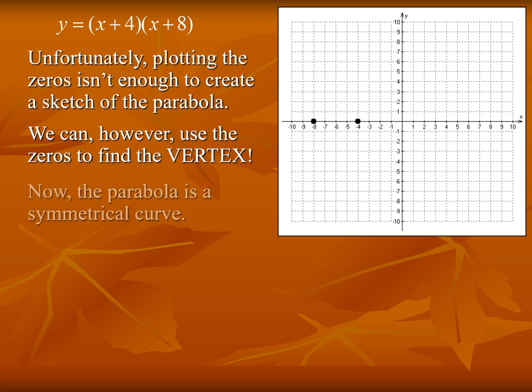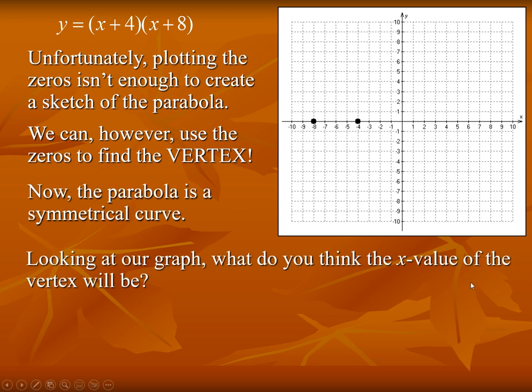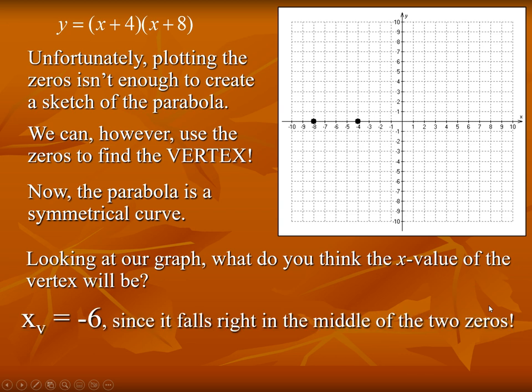The parabola is symmetrical. Looking at our graph, what do you think the x value of the vertex will be? -6 falls right in the middle. That's how we're going to find it. You got to write that down on the last part, right? X equals -6 since it falls right in the middle.